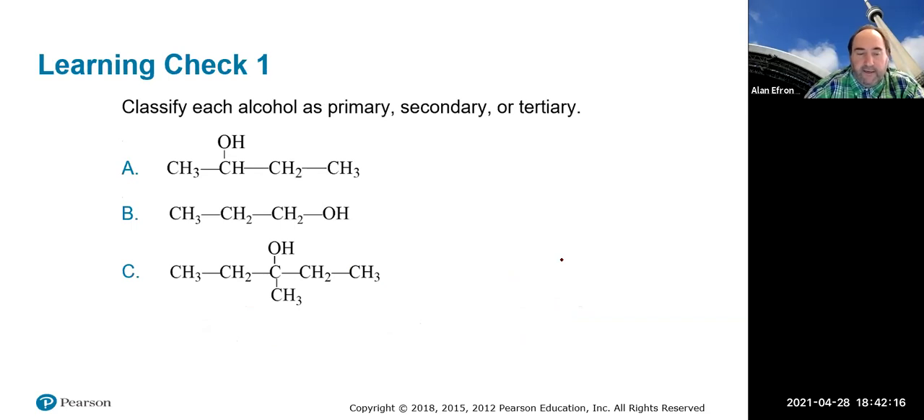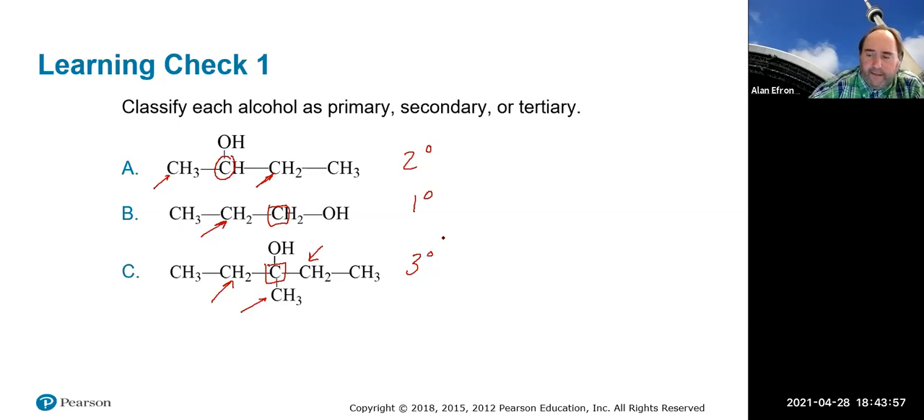So why don't you take a second here and classify each of these as primary, secondary, and tertiary. It's as simple as counting. Secondary. Here, this is the carbon that has the OH group attached directly to it. 1 other carbon makes it a primary. And lastly here, our carbon that has the OH group attached, with 1, 2, and 3 carbons directly attached, is a tertiary.